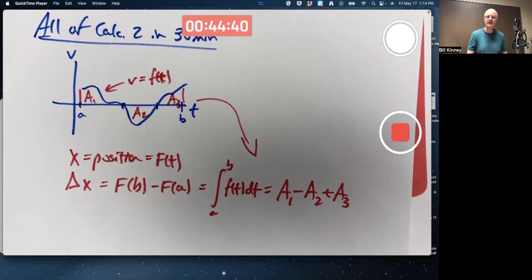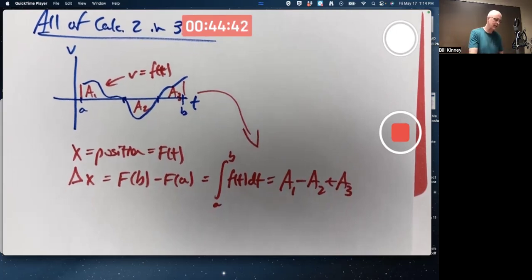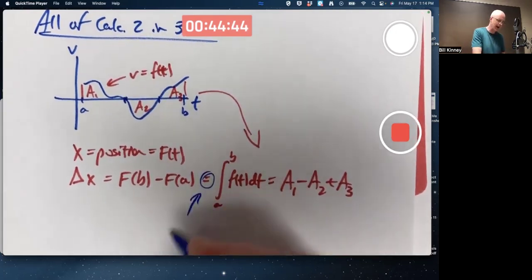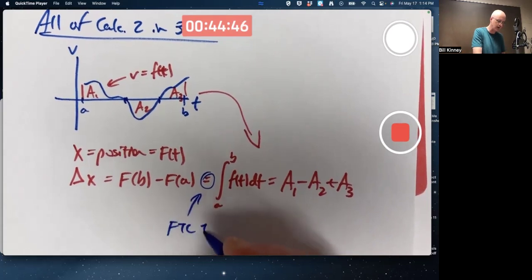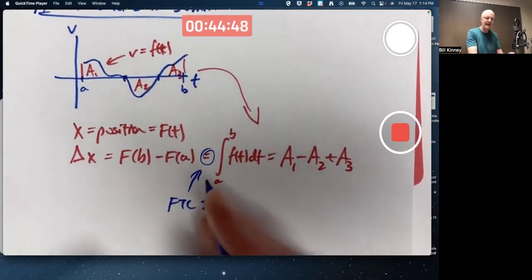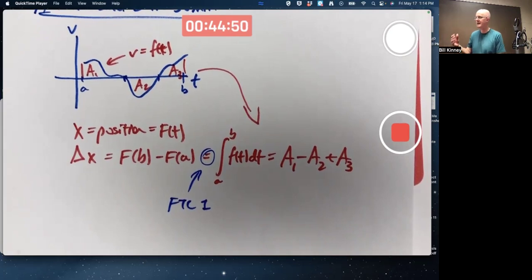But that doesn't tell you how to compute it. What tells you how to compute it is this equality right there, and that essentially is FTC part 1. Now, I didn't say that was a theorem here at first. I was describing it intuitively.